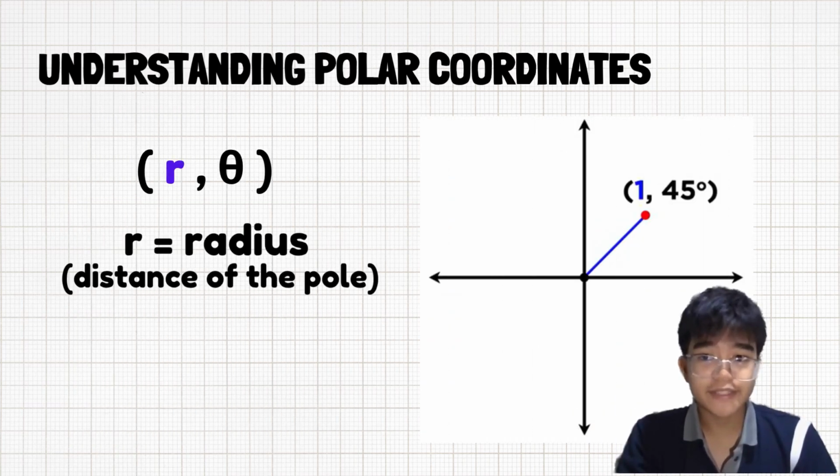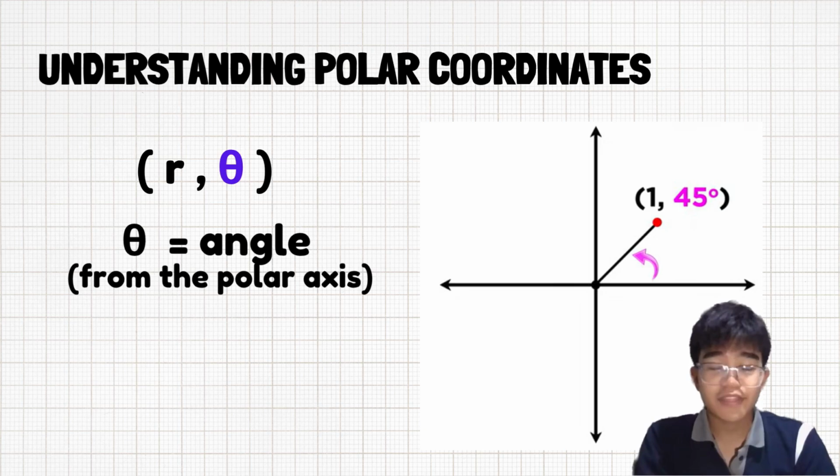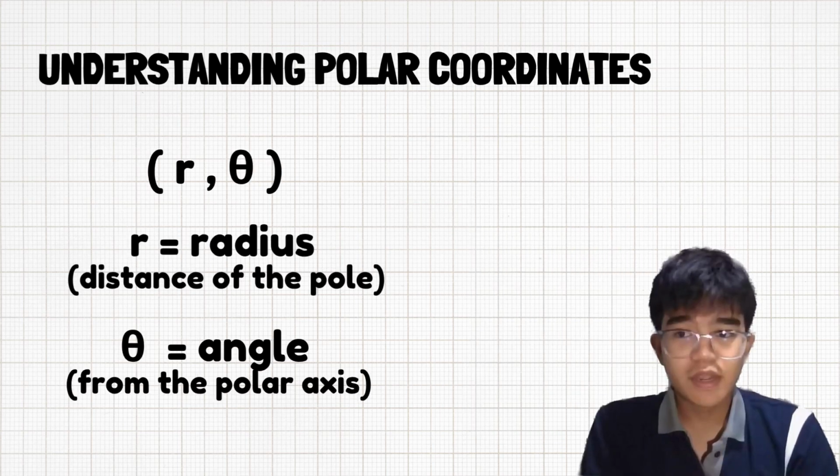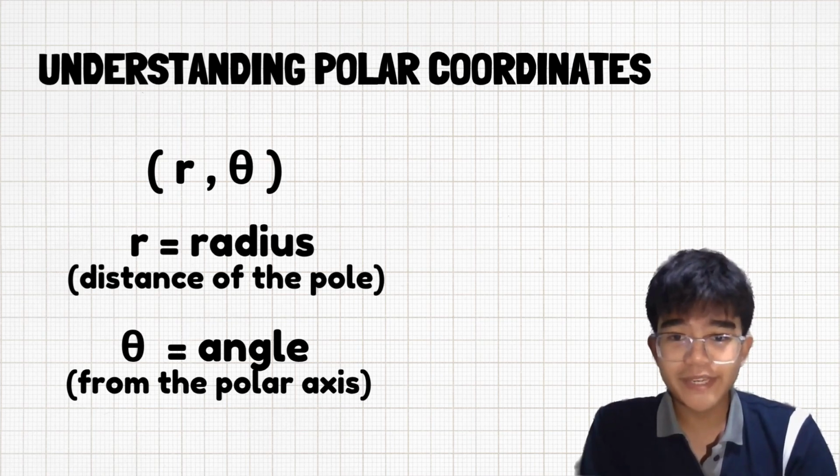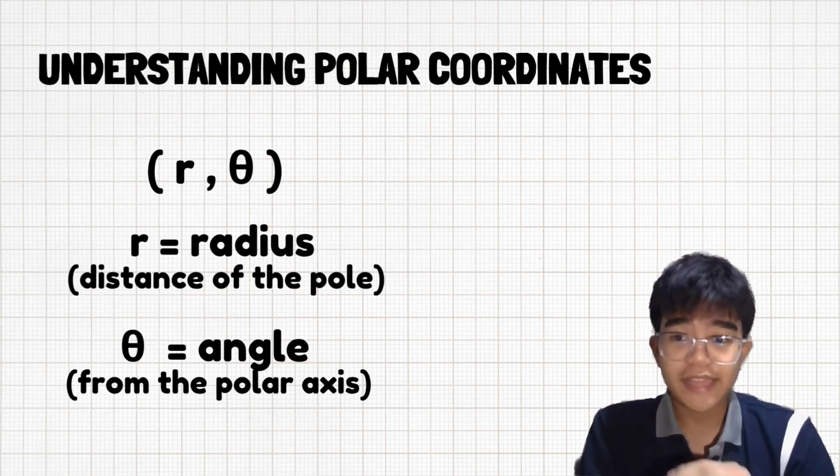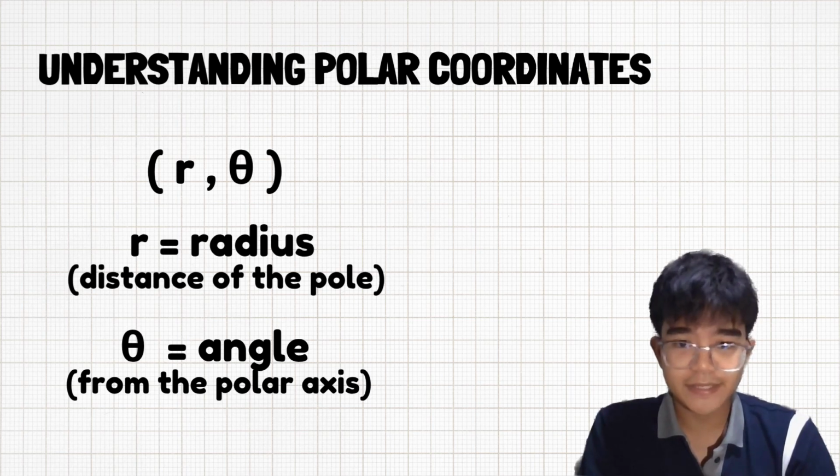In polar coordinates, the first coordinate is the radius, the distance from the pole. It is the directed distance from the pole to the point. And the second coordinate tells us an angle from the polar axis to a line segment that contains the point. This angle can be in degrees or in radians. Every point will have polar coordinates of r, or radius, which is the distance from the pole, and theta, or our angle, which is from the polar axis.